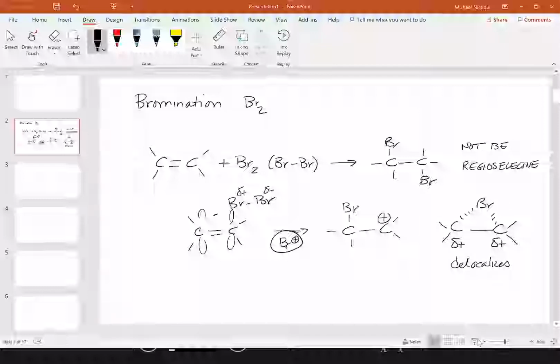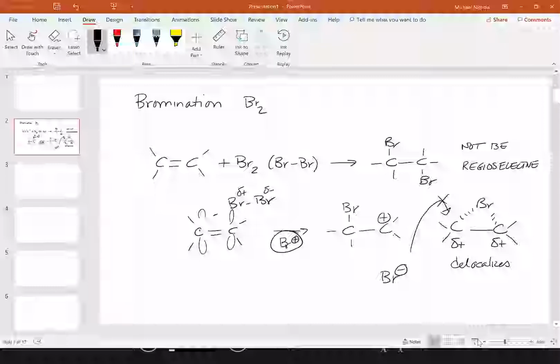Then the triangular intermediate now sets up stereochemistry. Because once you have the triangle, the next Br minus comes in to add to one of the two carbons. And if it's a Br minus, it doesn't matter right now which carbon it's going to add to. But it cannot add from the top. It can't add from the top because the bromine is sitting there as part of the triangle.